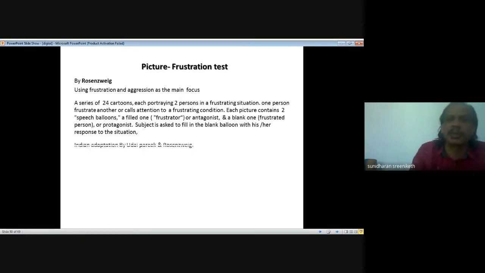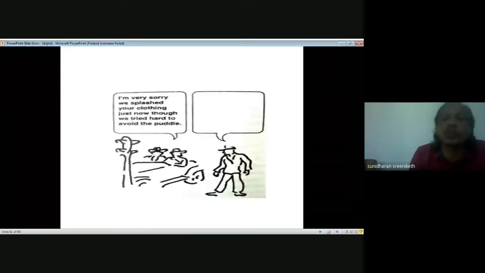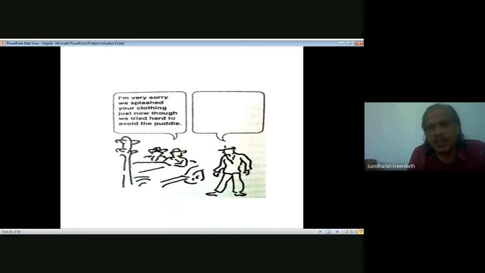Here in this picture there are two persons in a car, and one person is walking along the road. Two speech balloons are here, like a cartoon. One is for the person who frustrates the other. Here the driver says, "I am very sorry, we smashed your clothing just now, though we tried hard to avoid it." This is a frustrating situation. So how does the frustrated person react in this situation?